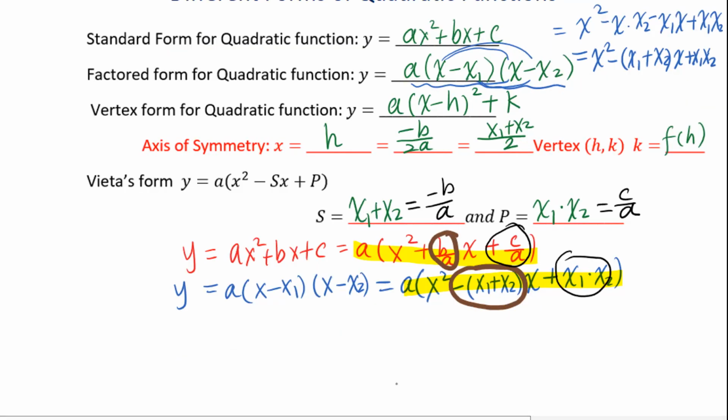Then we will substitute, using s to replace x1 plus x2 and p to replace x1 times x2. We will get y equals a times (x squared minus sx plus p). We call this the vertex form.